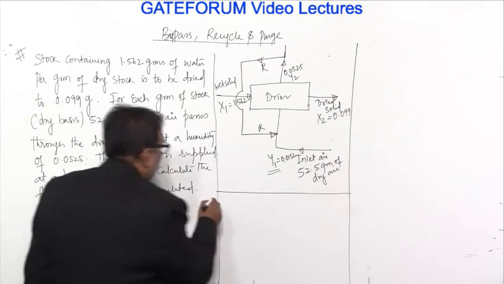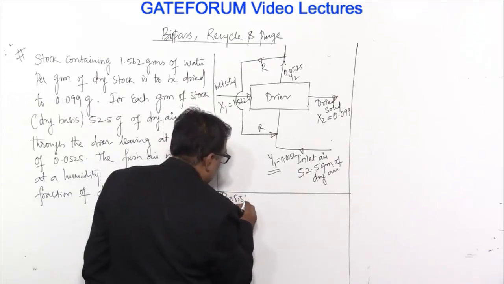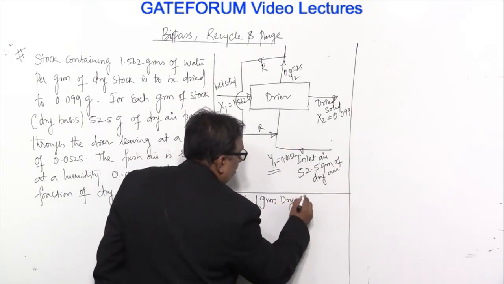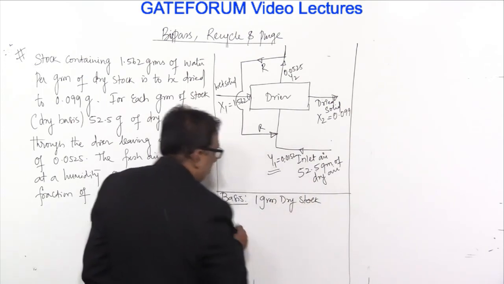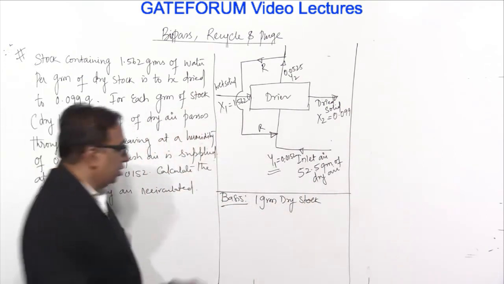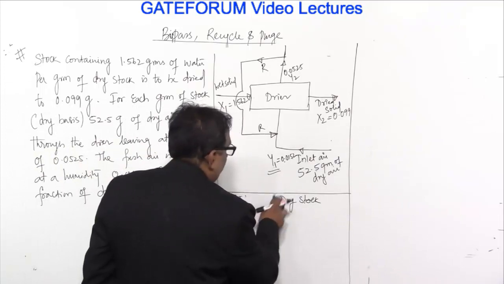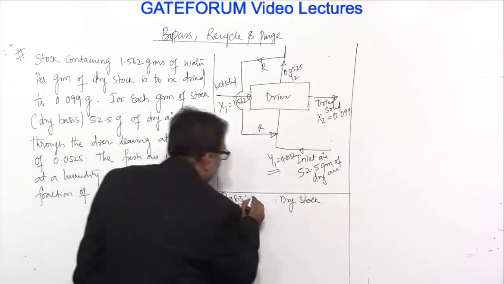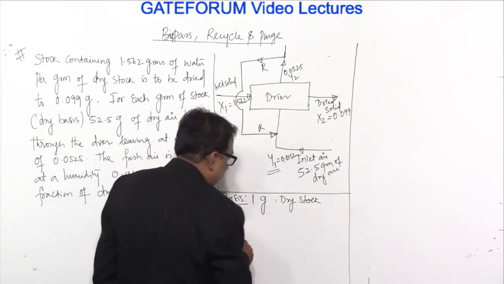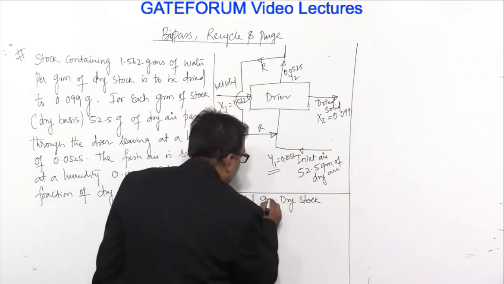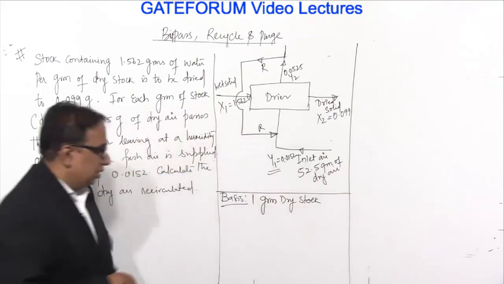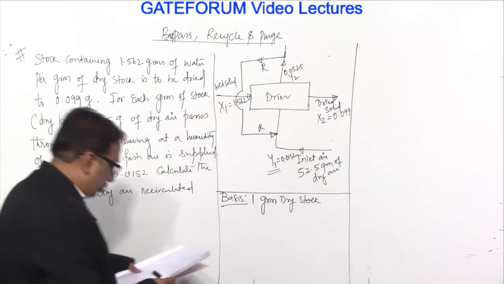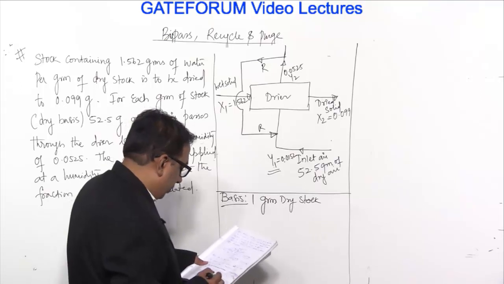So the basis is 1 gram of dry stock. Generally for SI units we write only G, not GRM, but for your understanding I am writing gram like this.